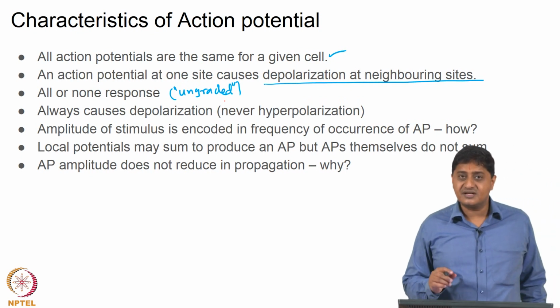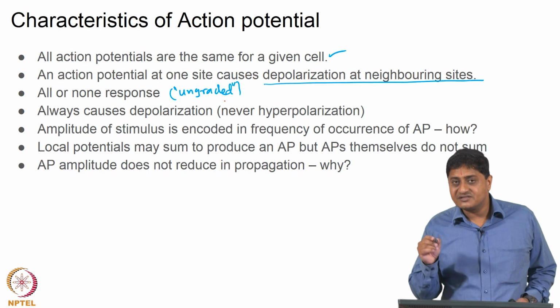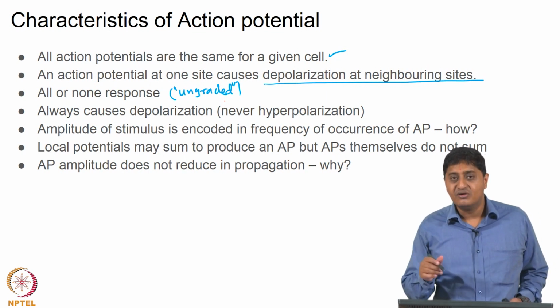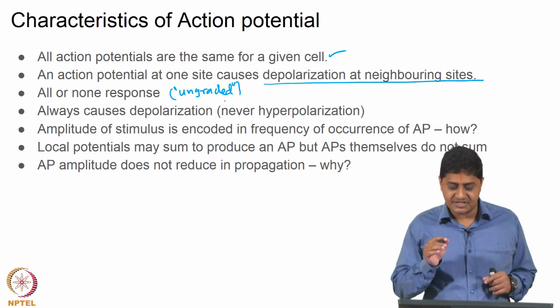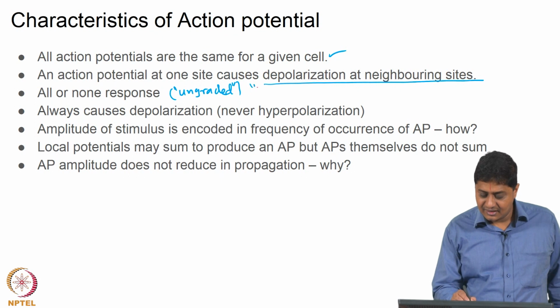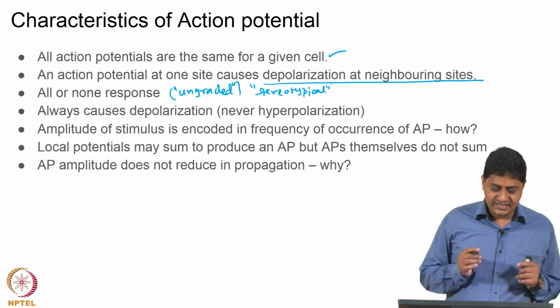There is no such thing as gradation depending on the strength of the stimulus. As long as the stimulus strength is above the threshold, it will cause an action potential. For whatever stimulus strength, the action potential characteristic will be the same, right. So, it is an ungraded stereotypical response. Okay. So, action potential is an ungraded stereotypical response.